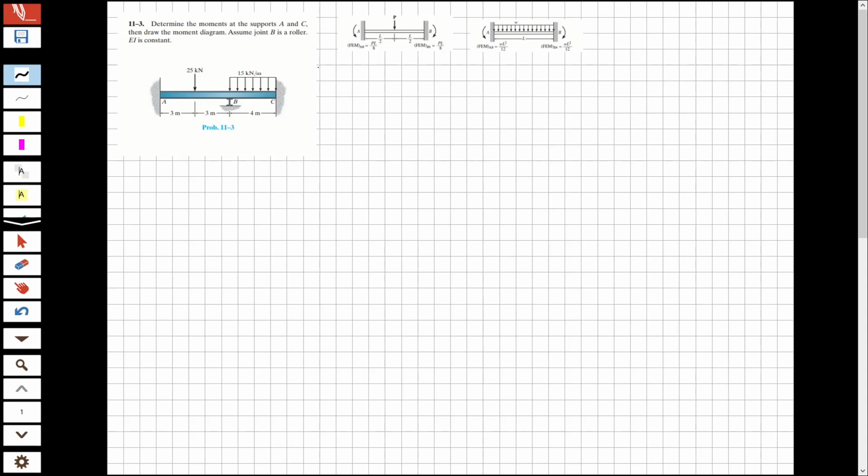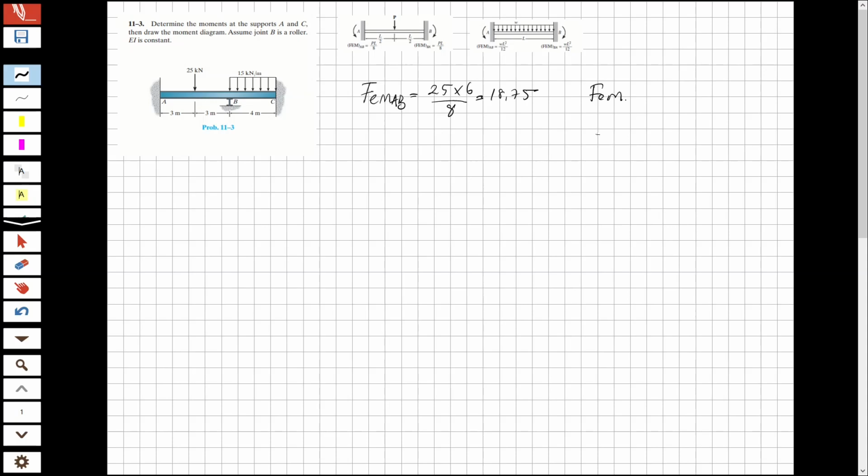First, I'm going to start by specifying the fixed end moment values because it's important that we specify them first. So for AB, the fixed end moment AB is equal to PL over 8, 25 times 6 over 8, which will be equal to 18.75.